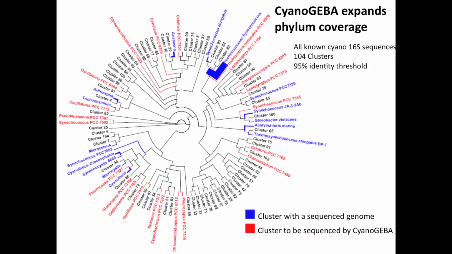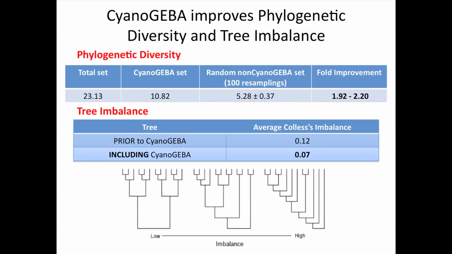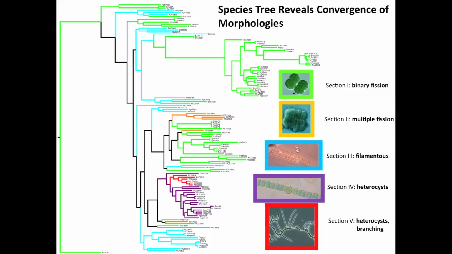So when we compare, again, the publicly available genomes compared to when we add our genomes, we can see a decrease in imbalance, which means that we're getting better coverage of the entire phylum. So now that we have full genomes, one of the first things we wanted to do was to make a robust species tree. So we took 31 conserved proteins and concatenated them, and we got a nice species tree, and we mapped the morphologies onto it.